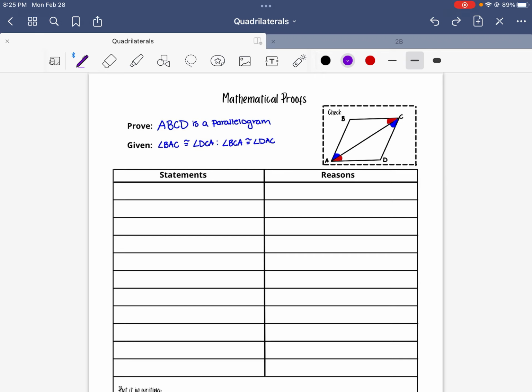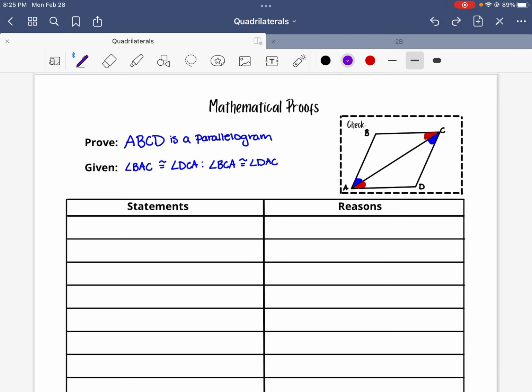Talking about parallelograms. So, right here, I am instructed that I need to prove that my quadrilateral ABCD is a parallelogram. So I drew it right over here because that helps me to be able to see what I need to prove and to be able to organize my thoughts. I highly recommend you do that too. Except that this time I'm actually given something. In the last video, we weren't really given anything.